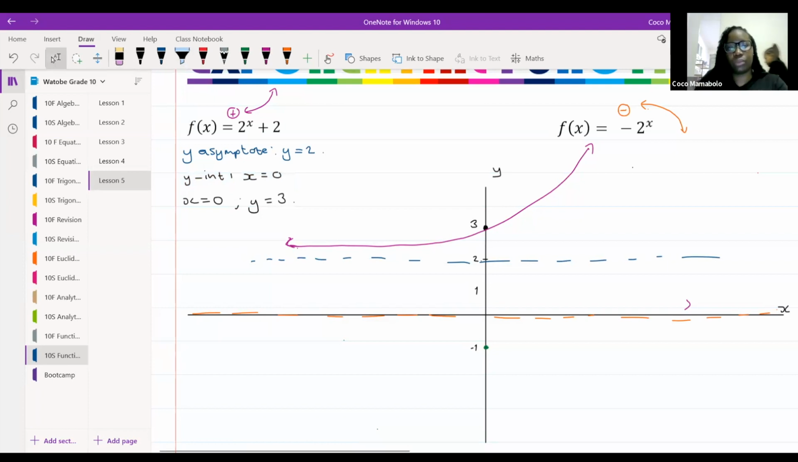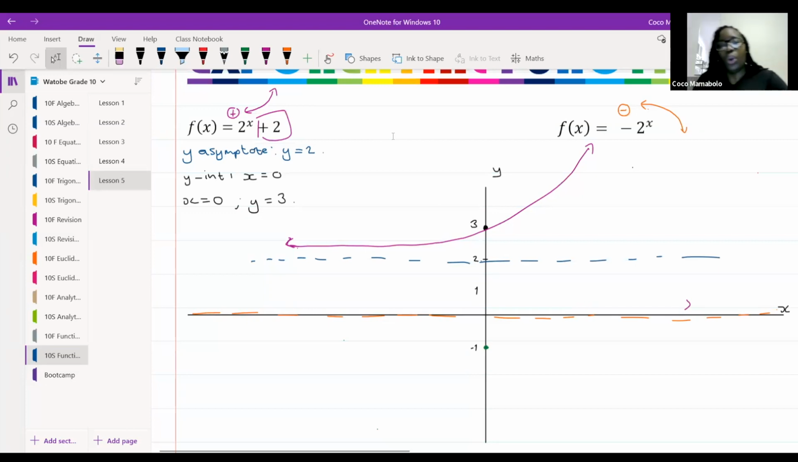Ma'am, will the asymptote always be the value of q? Yes, the y asymptote will always be the value of q. Only the y asymptote. Because what it's actually doing is taking the same graph that I've drawn and moving it up. So if my graph moves up, the asymptote will also move up. Oh, okay, ma'am. Thank you. Excellent.